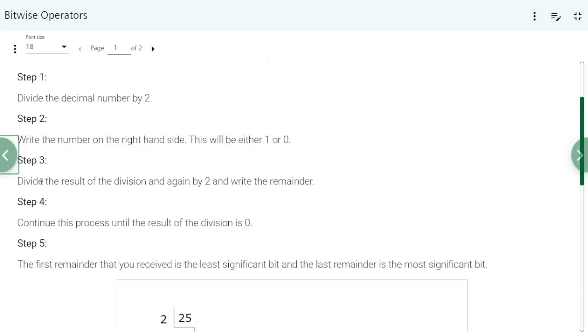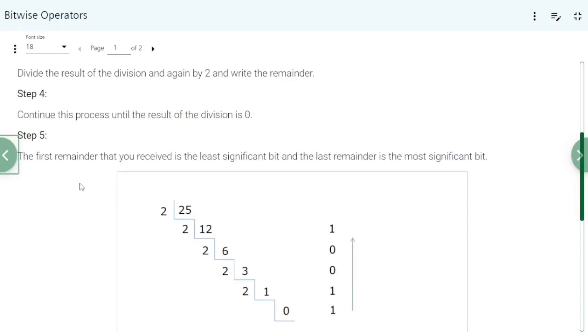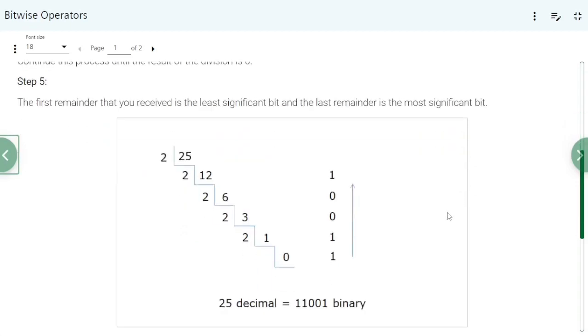Step 3, take the result of the division, and again divide it by 2 and then write the remainder as we have done in the previous step. And then we need to continue this process until the result of the division is 0. What will be step 5? The first remainder that you received is the least significant bit, and the last remainder is the most significant bit. If it doesn't make sense, we are going to take an example and see how we actually convert a decimal number into a binary.